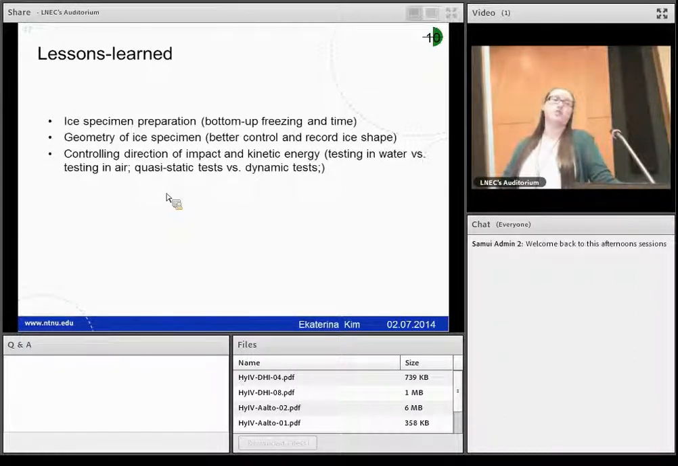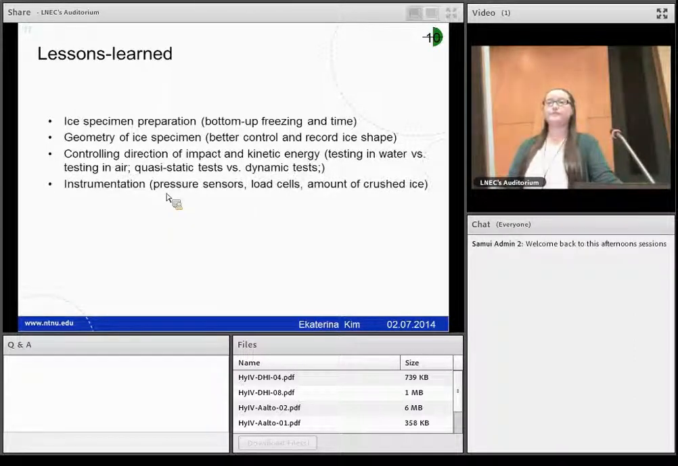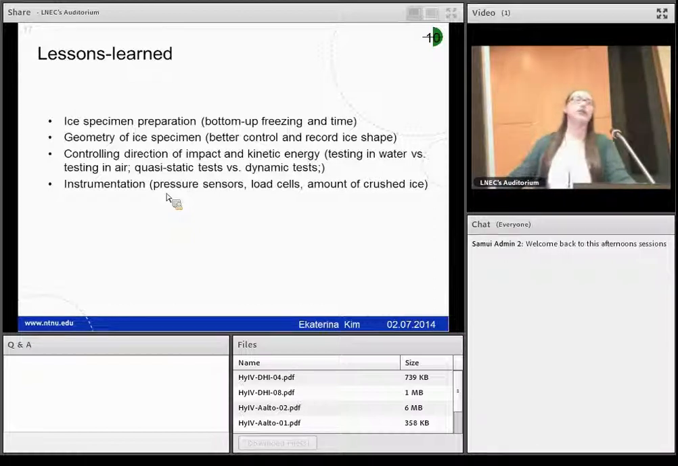In addition, we found out, using the pressure sensors, that there are uncertainties related to the calibration of this equipment when we're talking about measuring contact pressures from ice. And then we recommend to perform simultaneous measurements of the ice pressures and loads for the single run.